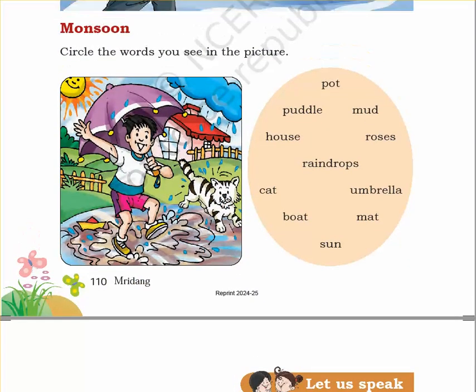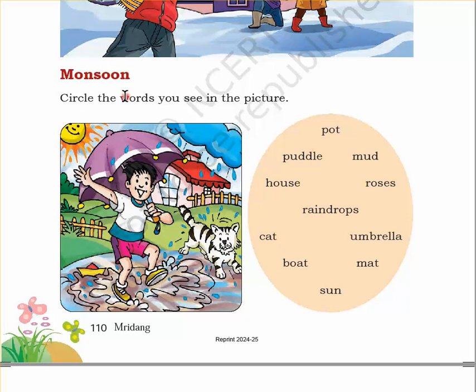Let's move on to the next exercise, that is about monsoon. Monsoon is a rainy season. We need to circle the words that we see in this picture. So in this picture, whatever we see, this is related to a monsoon season. So we need to identify the words which we see in this picture.